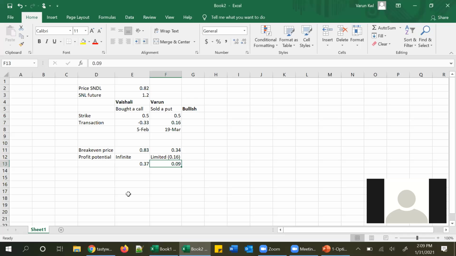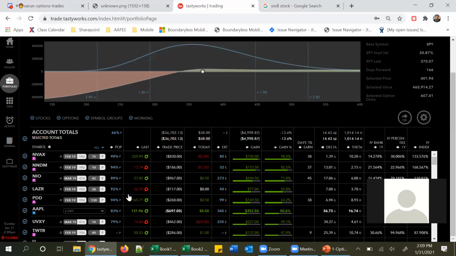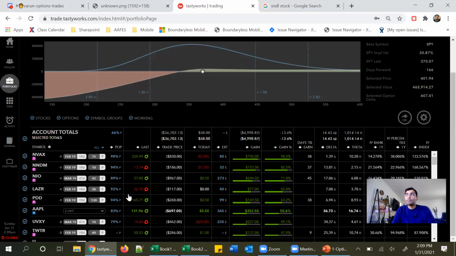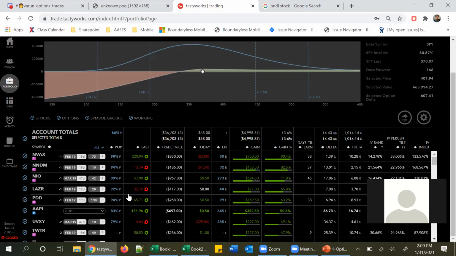Varun, when a stock is falling or going low, does selling puts carry less risk compared to calls? It depends. If a stock is stable and you know the price it won't go below, and you sell a put, it's a safe bet.